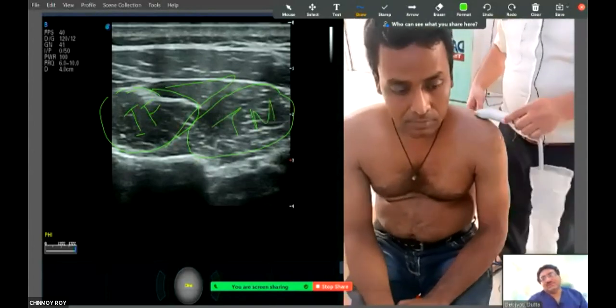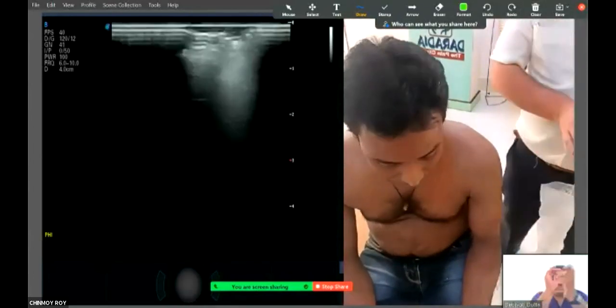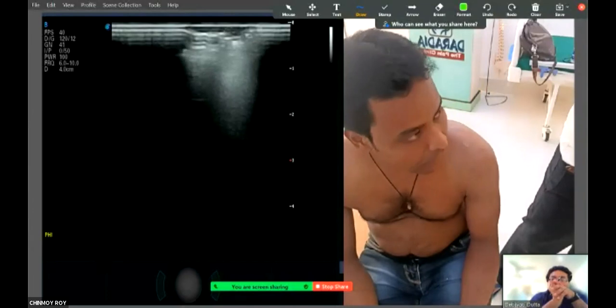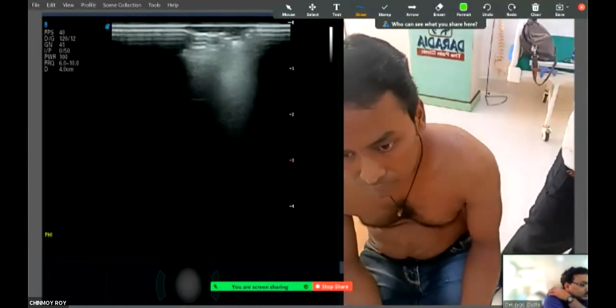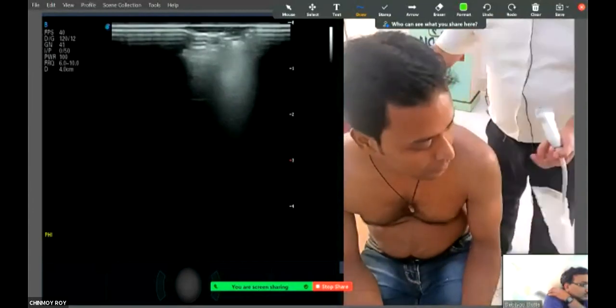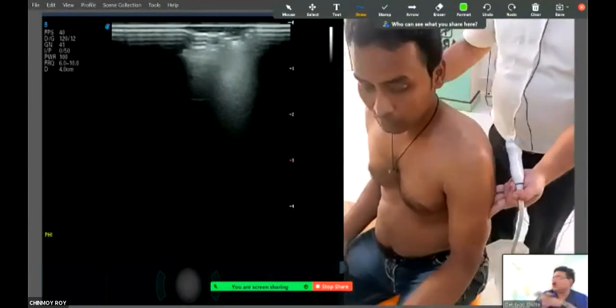So now the rotator cuff muscles have been shown. Some of the participants want to see the probe from behind. How are you actually moving the probe to look for the supraspinatus and infraspinatus from behind?